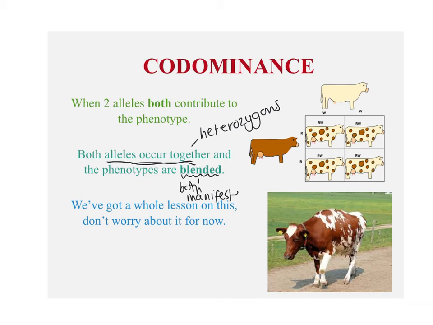And you can see in this cow down here, it is white with brown spots. Or is it brown with white spots? Who knows? I think there's more white than brown, so I'm going to say it's white with brown spots. Okay, but again, there's a whole lesson coming on it, so chill your beans for now. Just know that it exists.